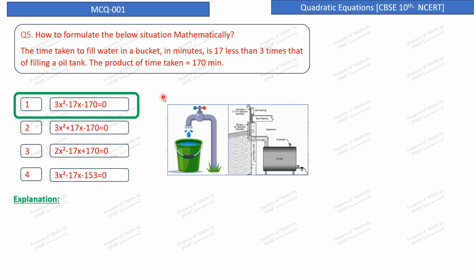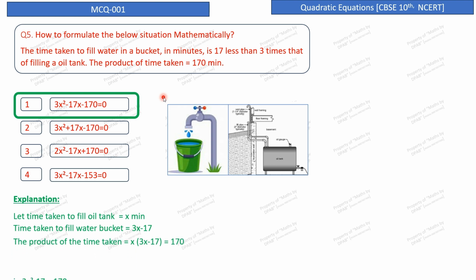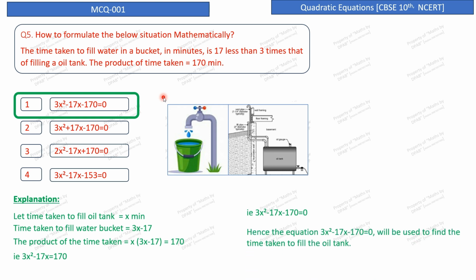Why are the other options 2, 3 and 4 wrong? If you are able to find the answer going step by step, then it is fine. Or if you are not able to understand, please put it in the comment section. I will get back to you at the earliest possible time.